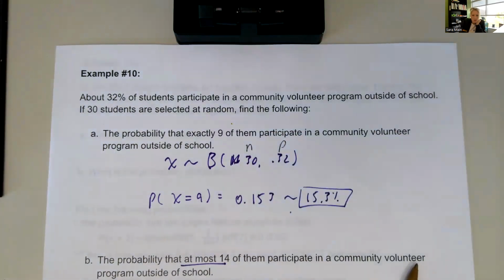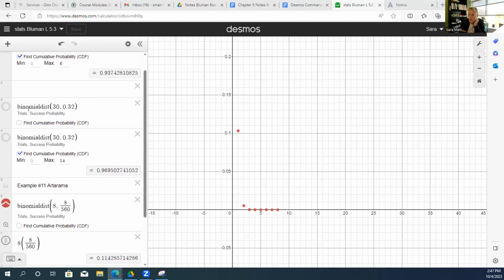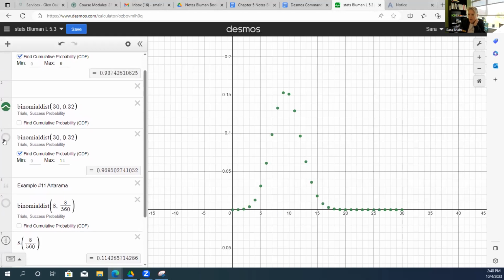And I'm going to share my screen so you can see how we can do this in Desmos here. So here is the binomial of 30 comma 0.32. And if I just want to find 9 particular, I'm not going to check the box. I am going to turn this distribution on. Remember that over on the left, you can turn on and off your graphs. So if I turn this one back on, I go over here, I can click on where I think 9 is, and then it gives me the individual probability.